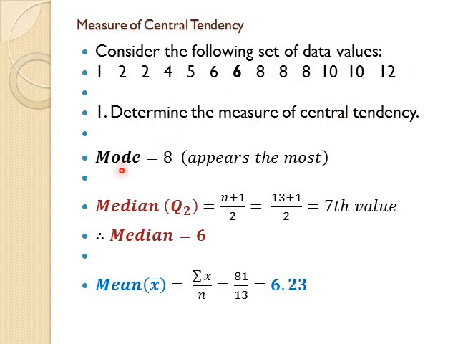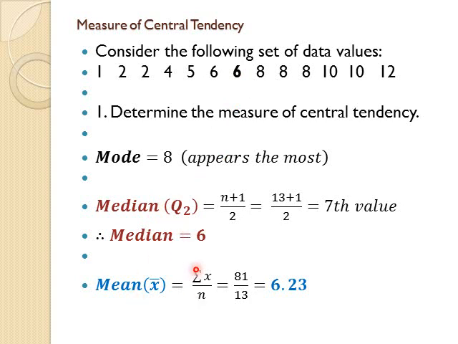Mode, what value appears the most? I have 3 eights, nothing else, so my mode is 8, because that appears the most. Median, n plus 1 divided by 2, so 13 values, plus 1 divided by 2 would give me the 7th value. So 1, 2, 3, 4, 5, 6, 7. So 6 there is my median.